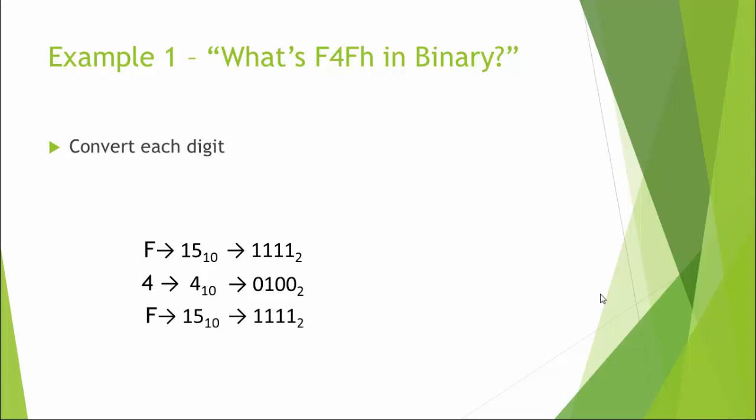So these conversions, you'll probably find they're pretty easy very quickly. But we have now just converted a 3-digit hex number to binary. All we have to do is write them down in the correct order. F, 4, F. And there's our conversion. No messy multiplication and division. No remainders.